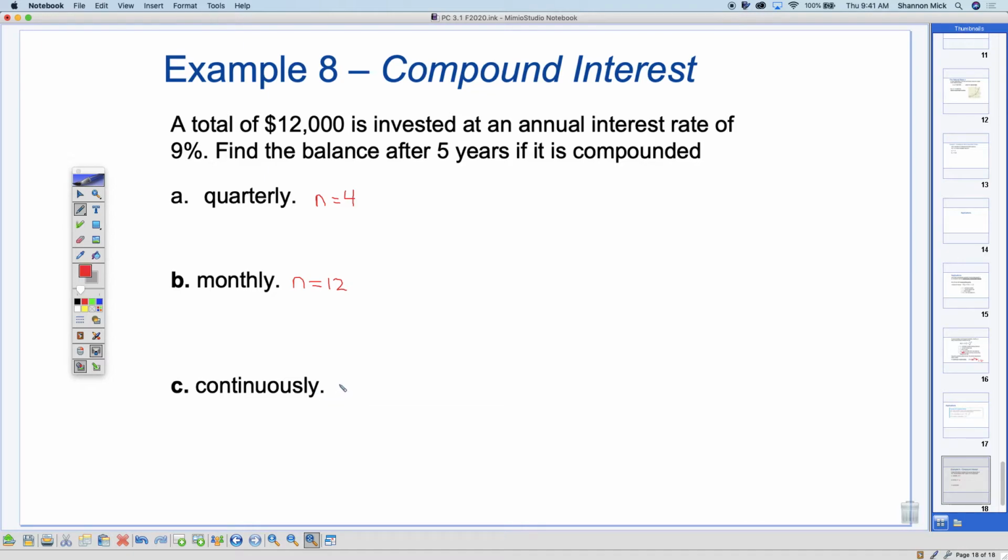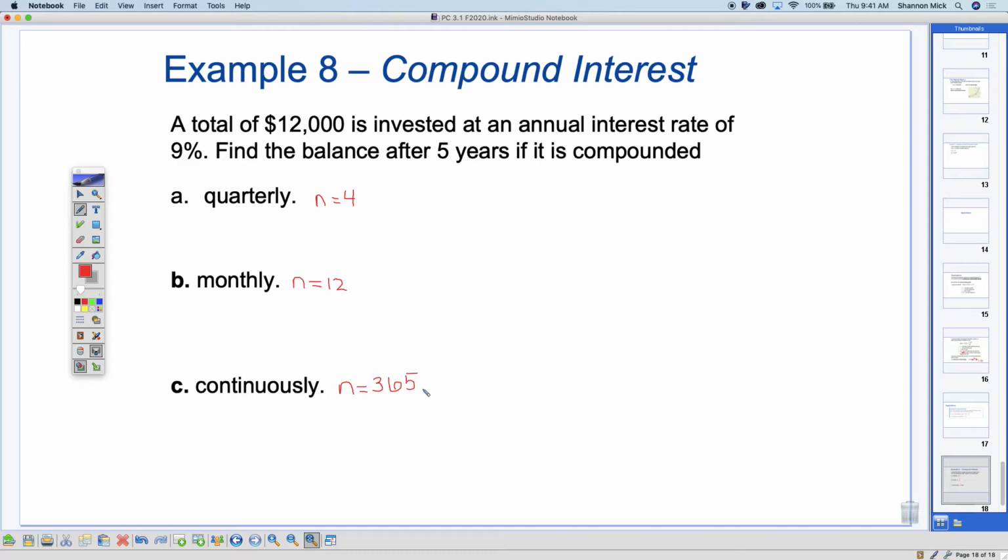Daily, N would be 365. But we're going to use the continuous formula. We might do both and show you that they're the same. All you guys have to do is write down on your paper what you're putting into the calculator, and then put it all in your calculator. Show me your work. Some of you have a huge aversion to that.